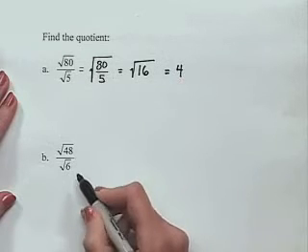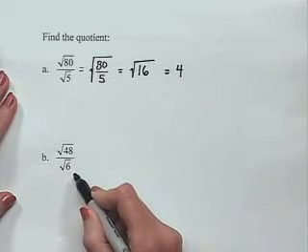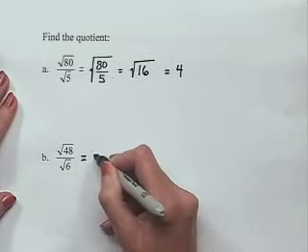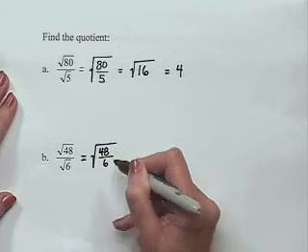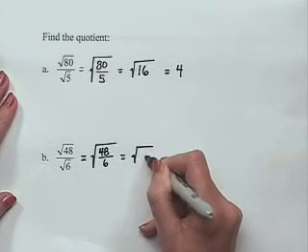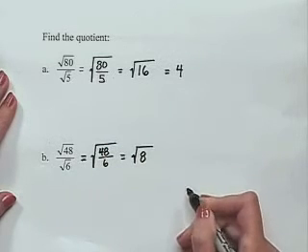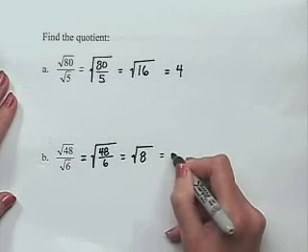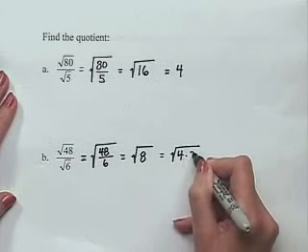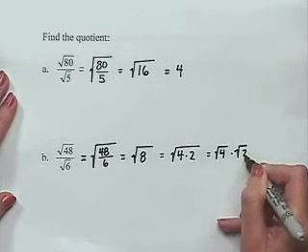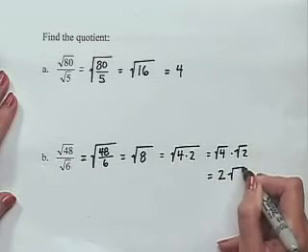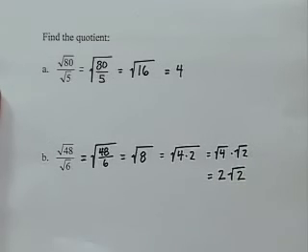In part B, we have square root of 48 divided by square root of 6. We'll proceed in the same manner. This is the square root of 48 divided by 6. Reduce that to give us a value of 8. We notice that 8 can be rewritten as 4 times 2. And now we take the square root of 4 times the square root of 2 to give us our final result, 2 times square root 2.